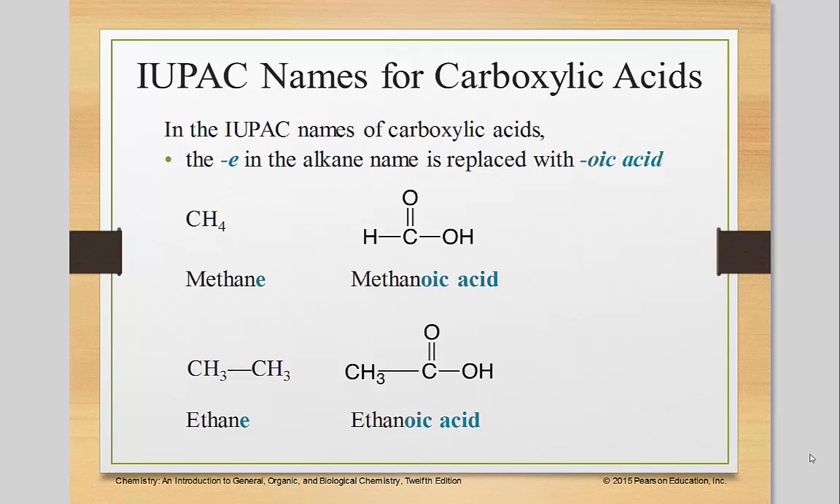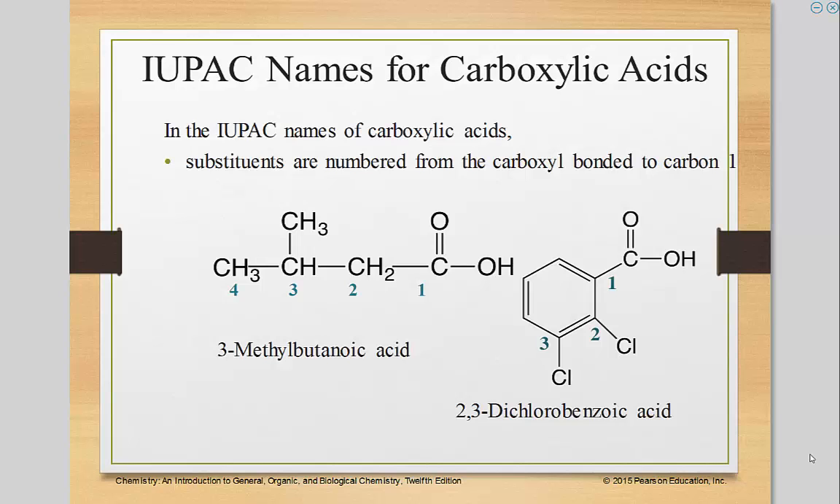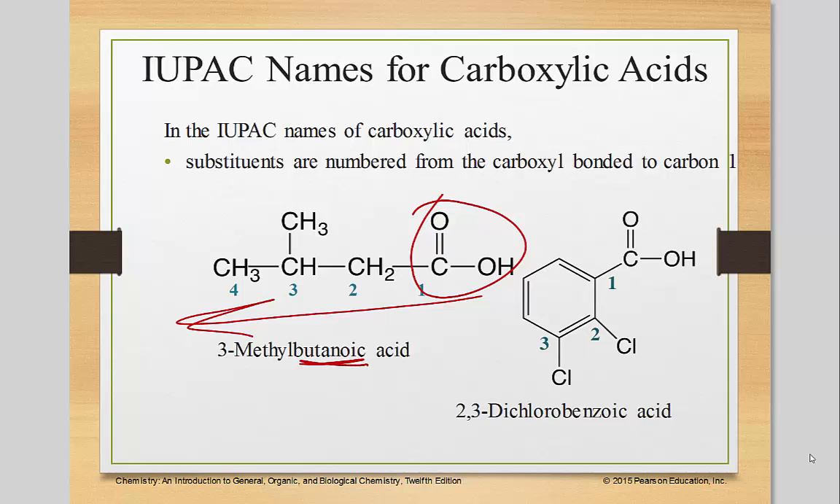Essentially, you're going to take the straight chain name, like methane or ethane, take off that E, and add oic with the word acid. So if we look at these, we always count with the 1 being with the double bonded oxygen. So there's 4 carbons in a straight chain here, so we have butanoic acid. On that 3rd carbon, because remember we start counting at that double bonded oxygen, is a methyl group.